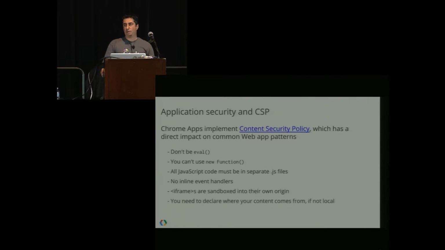And I think I talked about this a little bit earlier. You've got to declare where your content comes from if it's not local. So like I said earlier, audio and video can be remote, but your Chrome app has to specify in its manifest, by the way, I get content from here, right? These are the URLs where I get content from. And so that's got to be specified up front.